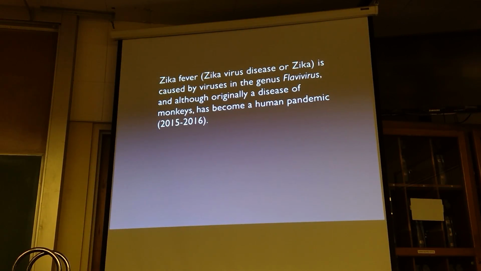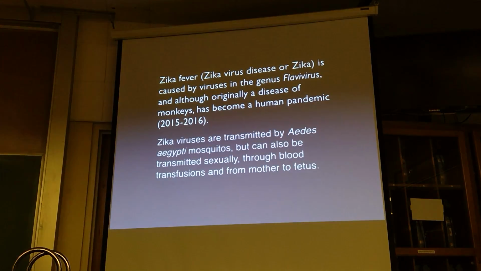Then we have Zika viruses. This is again caused by a flavivirus. This was believed to be originally a disease of monkeys, but it became a disease of humans very recently, 2015, 2016. Again, here we see the name of the mosquito that is the vector, Aedes aegypti. But this virus can also be transmitted sexually and through blood transfusion.